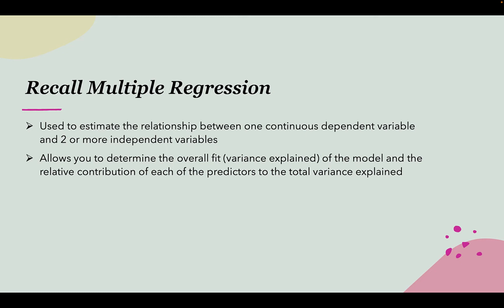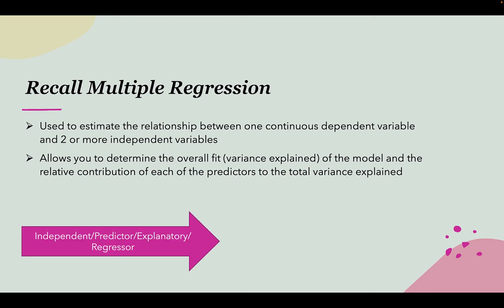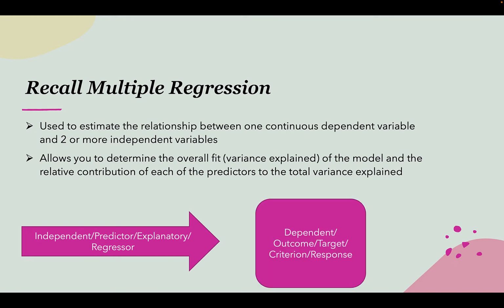And in a nutshell, this is saying that we're going to get some information about the variation in that continuous dependent variable. And we're going to be able to say how much of that variance or variation in the dependent variable is explained by our set of independent variables. The independent variable can sometimes be referred to as a predictor variable, an explanatory variable, or a regressor. And the dependent variable can also be referred to as an outcome, a target variable, a criterion variable, and a response variable.